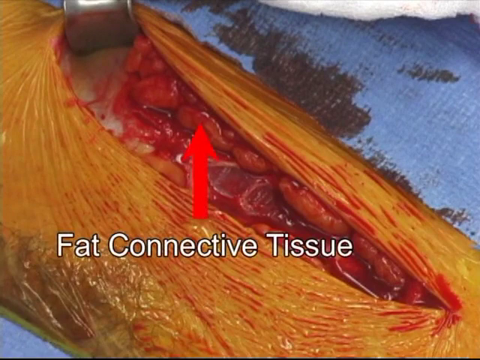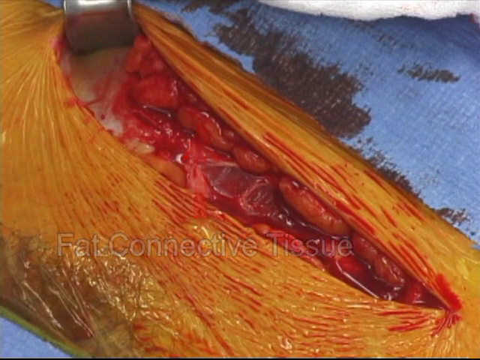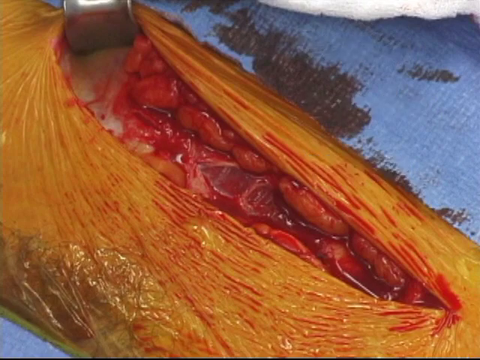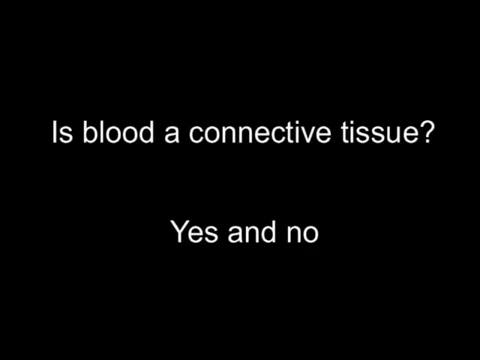There may be yellow fat connective tissue or brown fat connective tissue. Fat connective tissue acts as a packing material among the organs, nerves, and vessels. Fat connective tissue also helps to insulate the body from both heat and cold. Some fat connective tissue serves as a high-energy storage area. Some experts consider blood to be a type of connective tissue, but I'll talk about blood in Lesson 9.